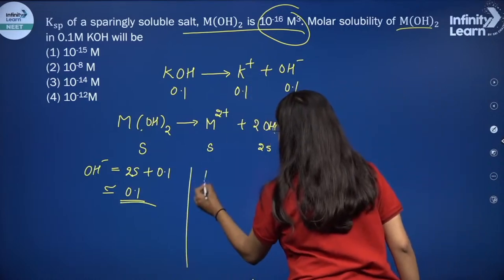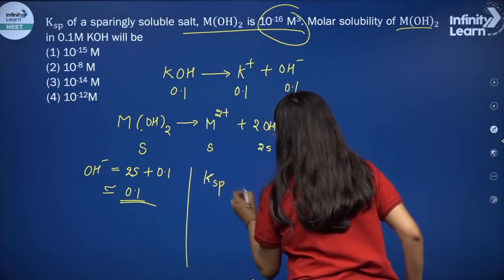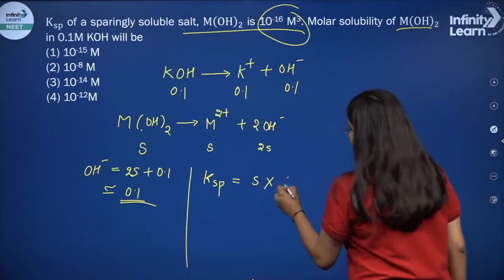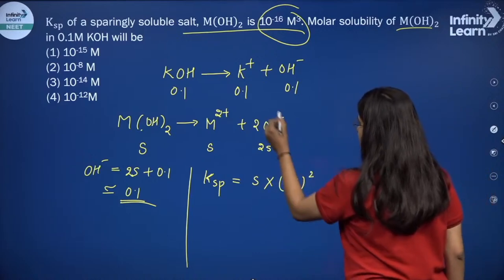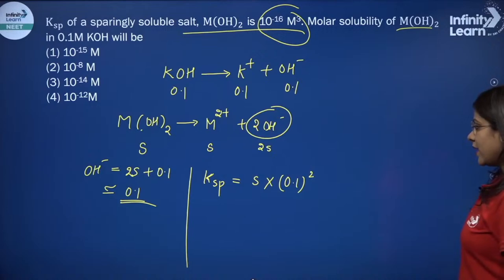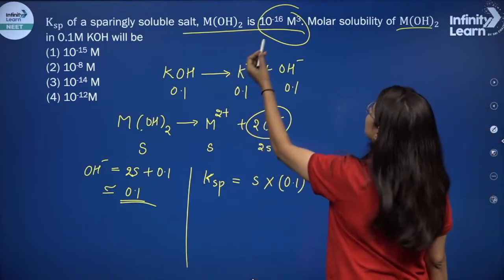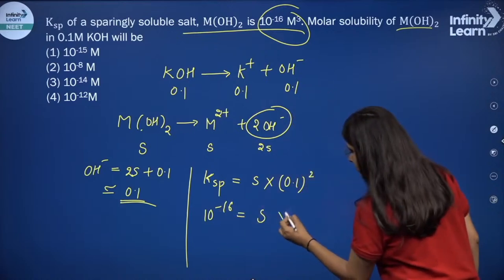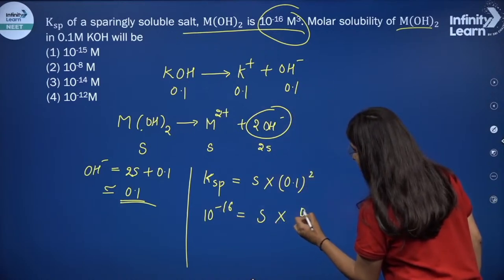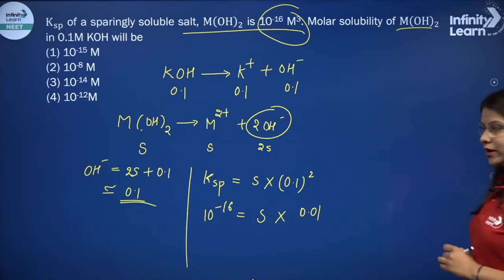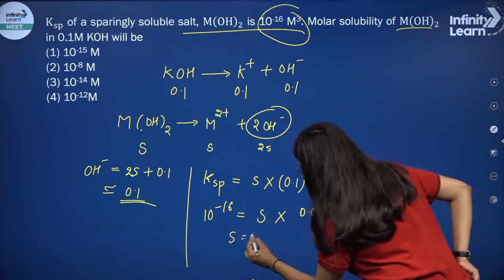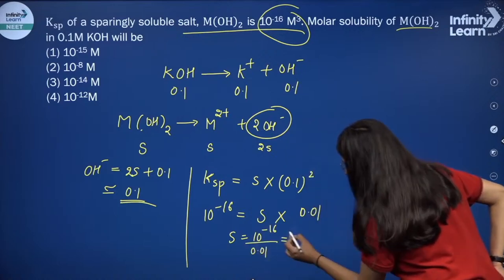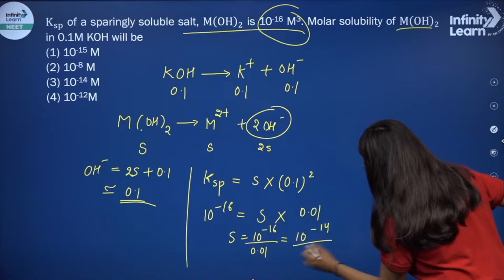Now let us substitute here. What will be the value of KSP? KSP will be S into 0.1 whole square. Why? Because we have 2 OH minus ions here, right? So KSP is 10 raised to power minus 16 into S, it will be 1 upon 0.01. So it will be 10 raised to power minus 16 divided by 0.01. So I'll multiply it by 100 indirectly. So it will be 10 raised to power minus 14.